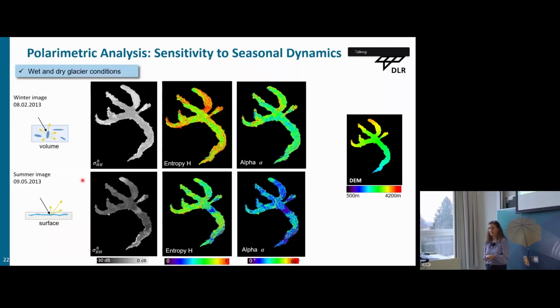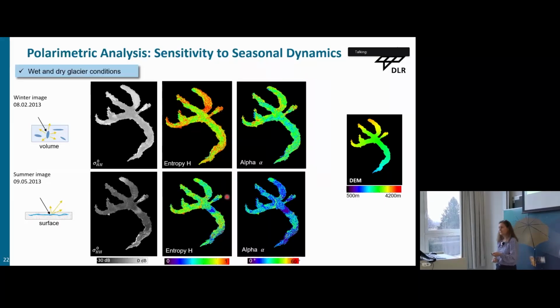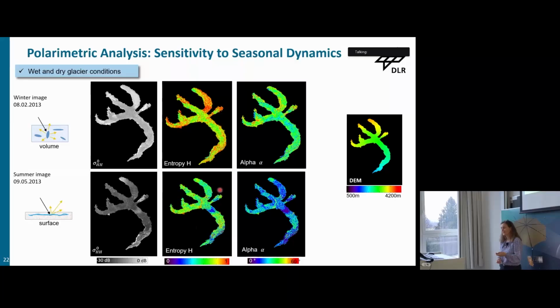And you see this also now in the entropy. This is really a dual-pol entropy that you see here. You see it can be different also for the arms. So here you have a higher entropy, so more scatterers ongoing. But here you see in principle also a variation between winter and summer. In winter, a lot of scattering ongoing, and in summer, less scattering ongoing. Therefore, you have a lower entropy.